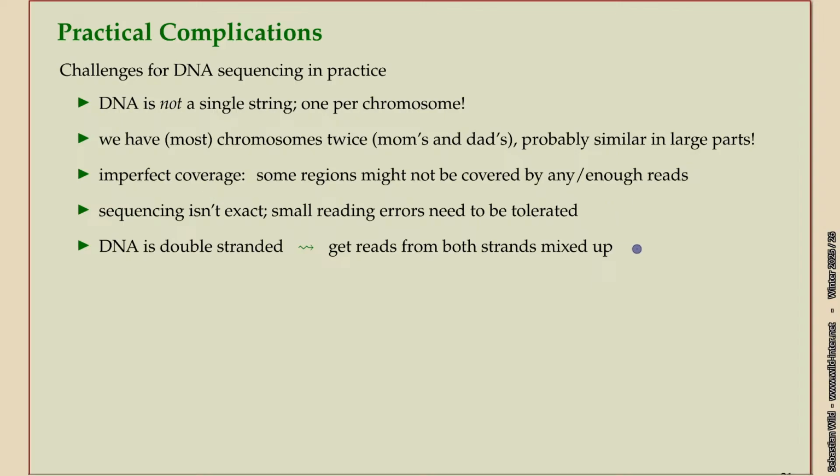And we may have errors in the sequencing. And then another beautiful thing is the double-strandedness. So we get essentially not just one text, but the text and its reverse complement, and we'll get k-mers from both strands mixed. So that's another little puzzle to handle that part.